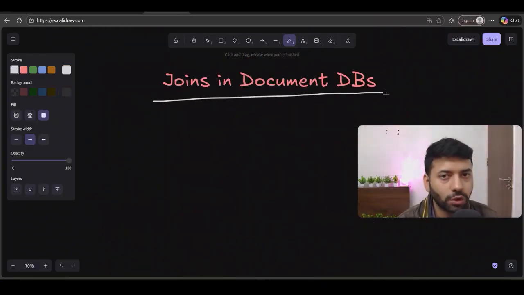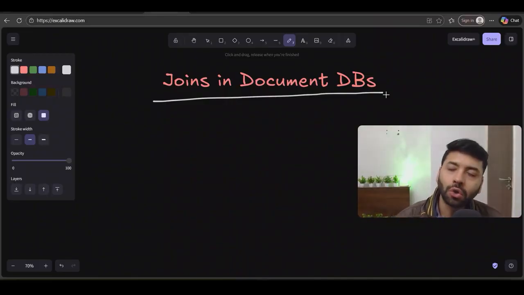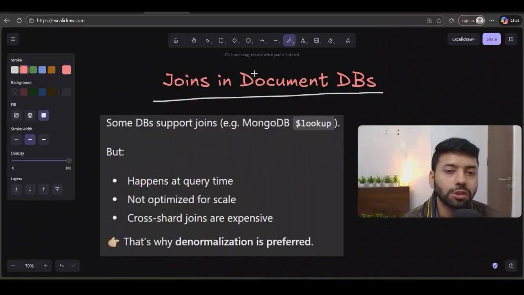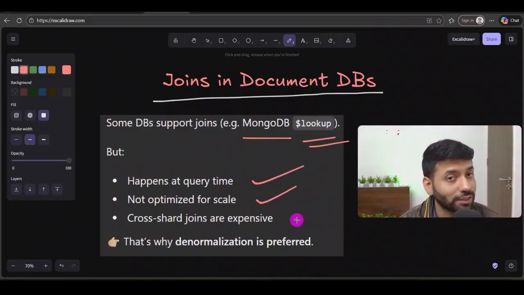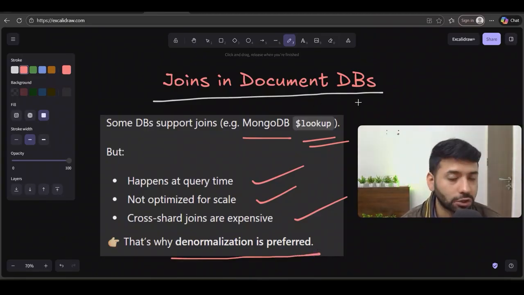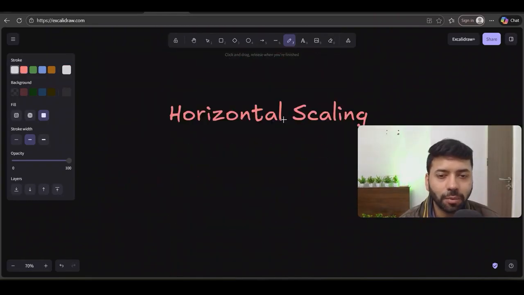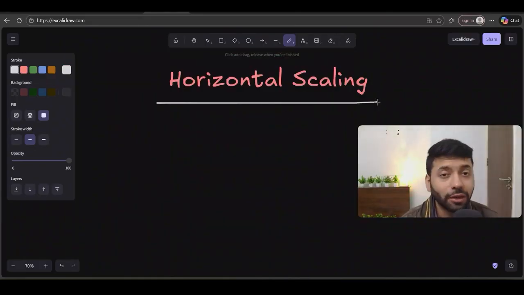Of course, we know that in NoSQL joins are weak, correct? Because overall NoSQL is designed in that way that you don't require that many joins. Now when we talk specific to document database, some document databases like MongoDB support joins. Okay, so for example in MongoDB you can use lookup. Okay, but it happens at query time. These are not optimized for scale, and cross shard joins are expensive, right? We already know all this information, and that's why we also know denormalization is preferred in NoSQL databases and also in document databases.